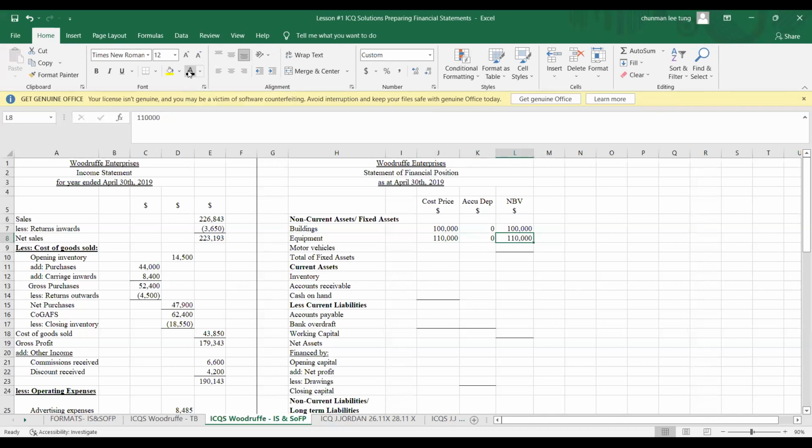So our net book value is 110. We minus it. Motor vehicle is our next item. Our cost price is 90,000. There was no accumulated depreciation. So our net book value, when you minus it, is 90,000. So total of fixed assets.